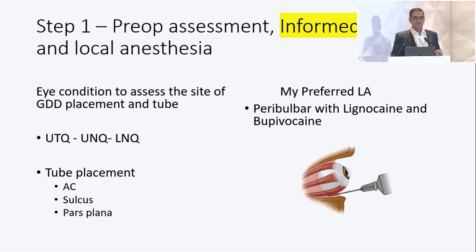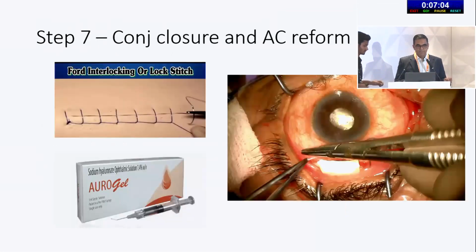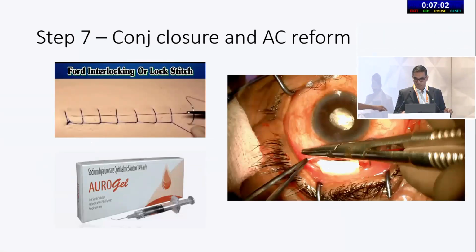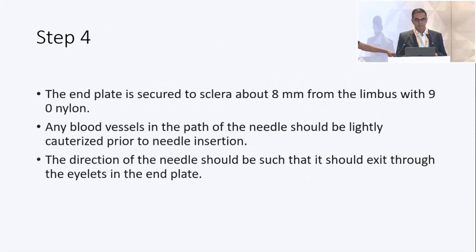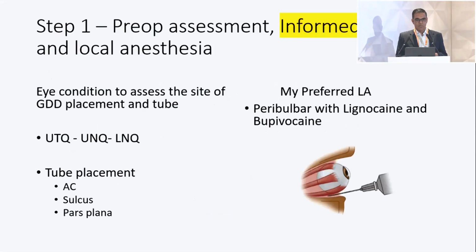The first and foremost step in the process towards AGV surgery is a good pre-op assessment. By that I mean the eye condition, the diagnosis, the secondary glaucoma, the type of problem which we're dealing with. The eye condition, and where we want to place the tube, which quadrant we want to place the tube. That is the first step, to assess where we want to do it.